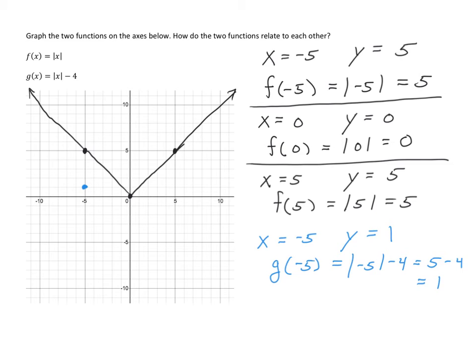Okay, let's repeat this process, but let's try x is equal to 0. So we'll do this again. Again, what's the y value? In symbols, we write that as g of 0. That would be the absolute value of 0 minus 4. Well, that's the same thing as 0 minus 4, or simply -4. So when x is equal to 0, the y value in the function g is -4. I'll write that right here.